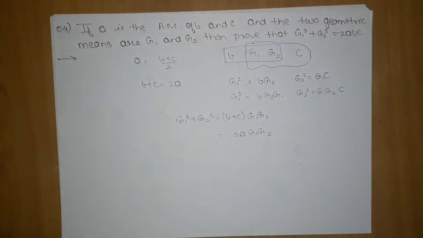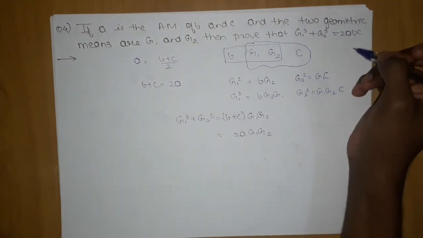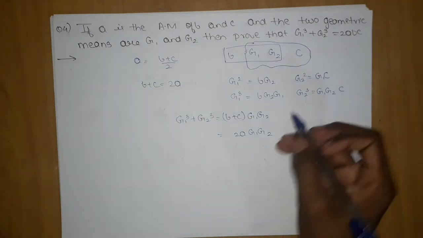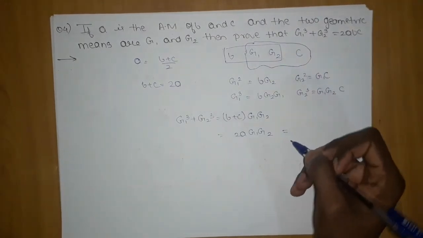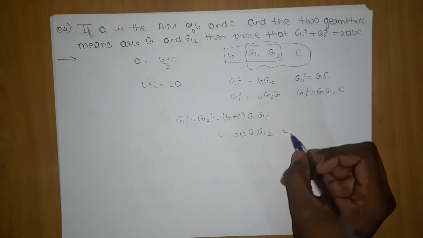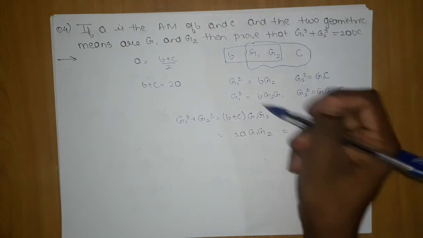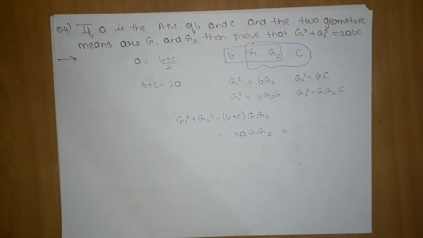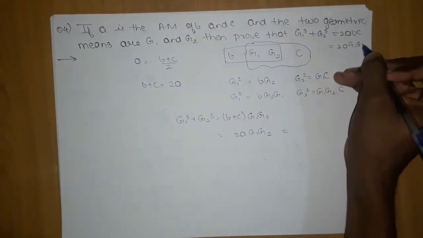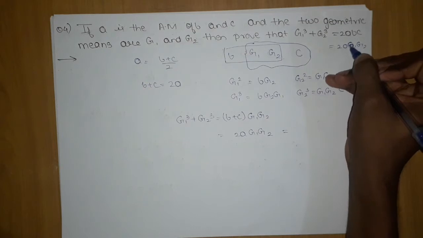You can prove this also another way. How will you prove this? You know that g1 g2 is under root a into b into c. I think this question is, what they want to prove is 2 into a into g1 into g2.